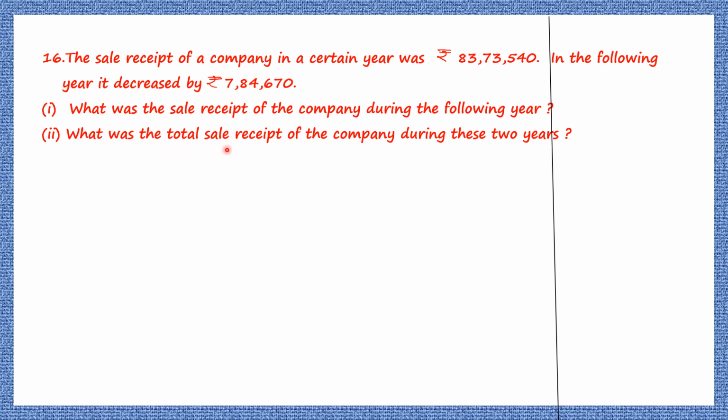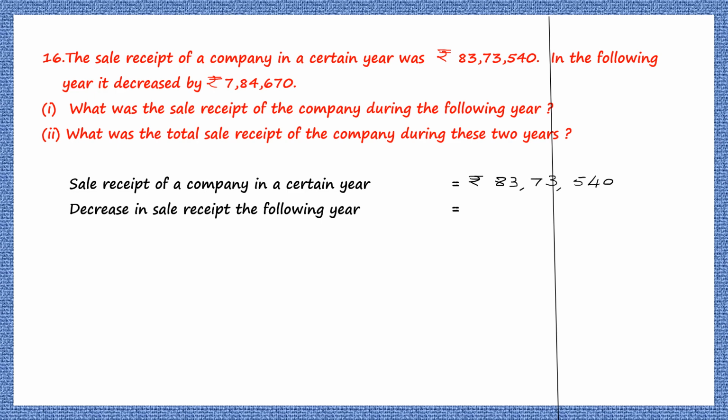To find the total sale receipt, we just have to add the sale receipt during 1 year and the sale receipt during the following year. So let's begin by answering the first one. What was the sale receipt of the company during the following year? First step, sale receipt of a company in a certain year. What was the sale receipt? How much was the amount? It was 83,73,540. Then decrease in sale receipt the following year.